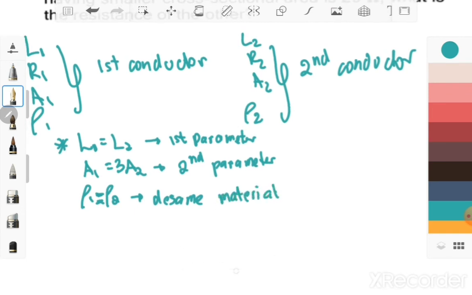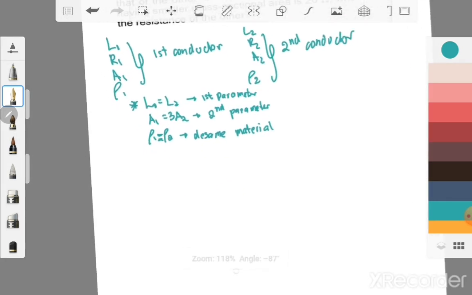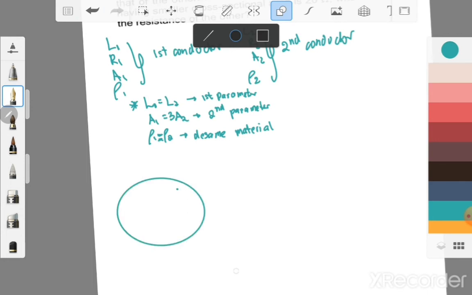Okay, let's solve it then. We have two conductors, so let's make a relationship. We have A1, which is larger than A2 because A1 is equal to 3 times A2. Take note that they have equal lengths, so no need to worry about the length. L1 is equal to L2.